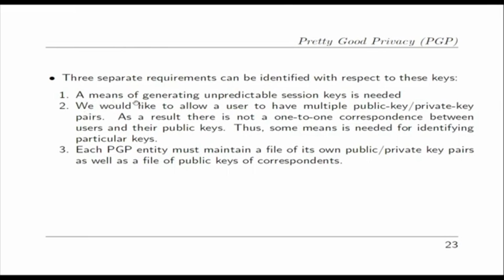A means of generating the unpredictable session key is needed, because the session key KS is chosen by A. So, KS is chosen randomly by A, and we would like to allow the user to have multiple private key, public key pairs. As a result, there is not a one-to-one correspondence between users and their public keys. Thus, some means is needed for identifying the particular key. So, each PGP entity must maintain a file for its own public and private key pairs as well as a file of public keys of correspondents.